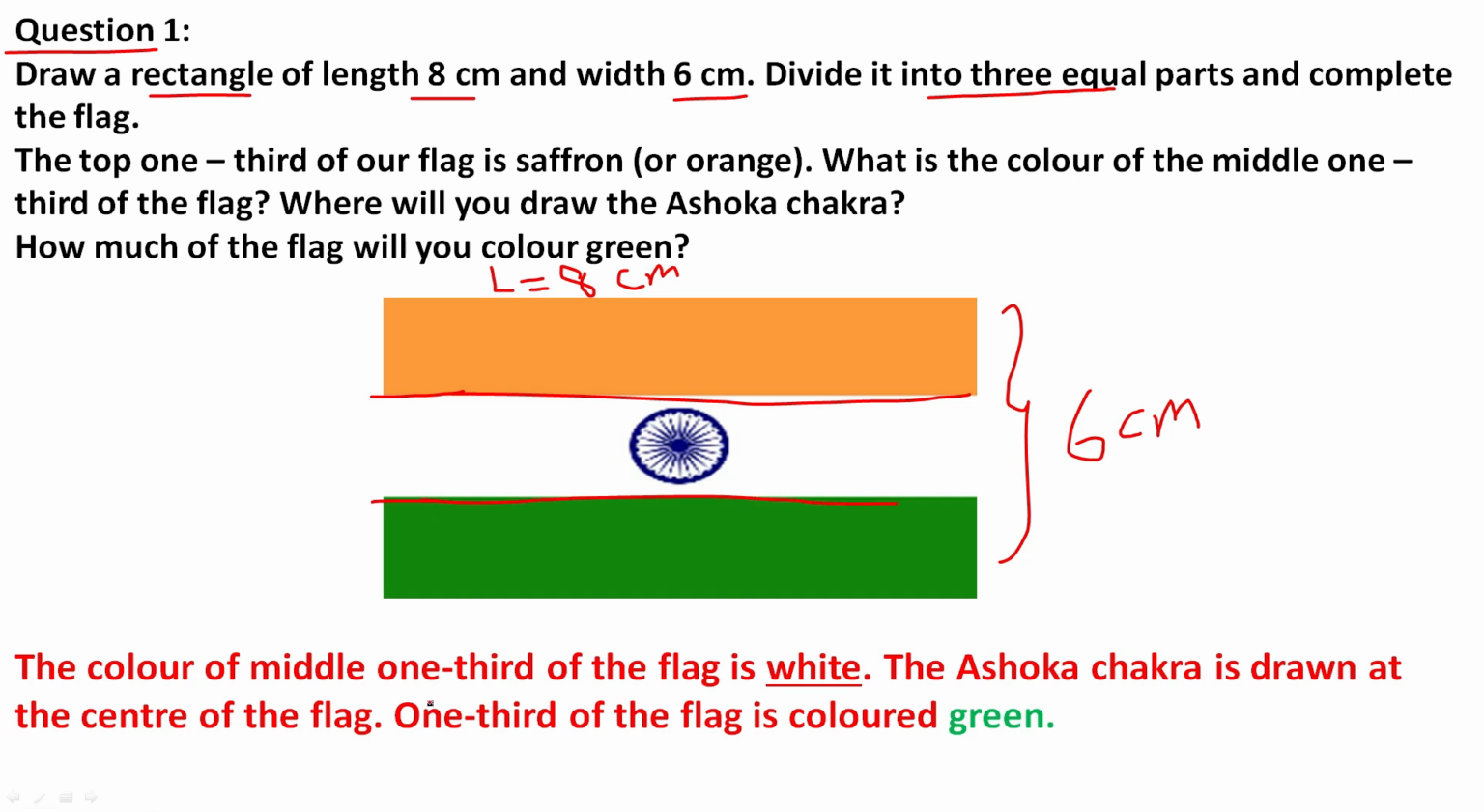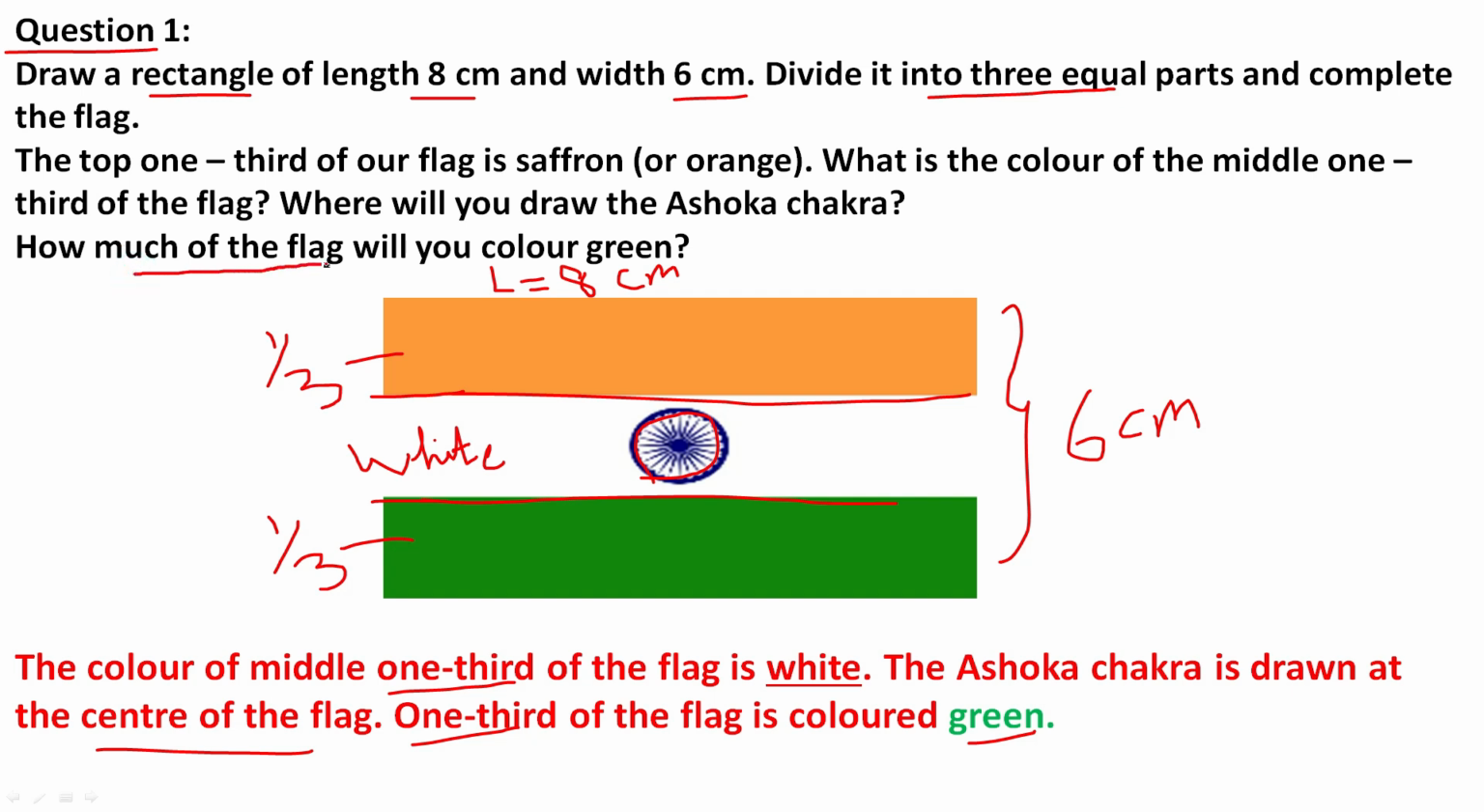The color of the middle 1/3 of the flag is white color. The Ashoka Chakra is drawn at the center of the flag. 1/3 of the flag is colored green. Here this is 1/3. The top orange is also 1/3 of the flag.